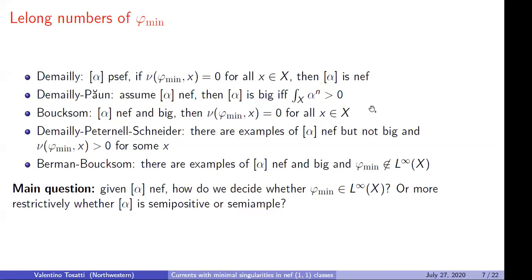So this is just a small selection of these kinds of results, and it shows that things can be quite subtle. The main question one would like to understand is, given a nef class, and I assume nef simply because of the first step, otherwise you have some Lelong numbers and that cannot be bounded for sure, how do we decide whether the current with minimal singularity has bounded potentials? More restrictively, one can ask how do we decide if alpha is semi-positive, or semi-ample? Remember, semi-ample was defined earlier in its non-standard way. It's the pullback of a Kähler class under some holomorphic map to some maybe singular Kähler analytic space.